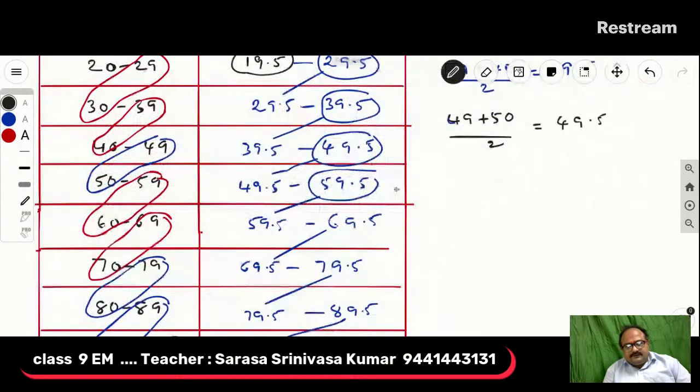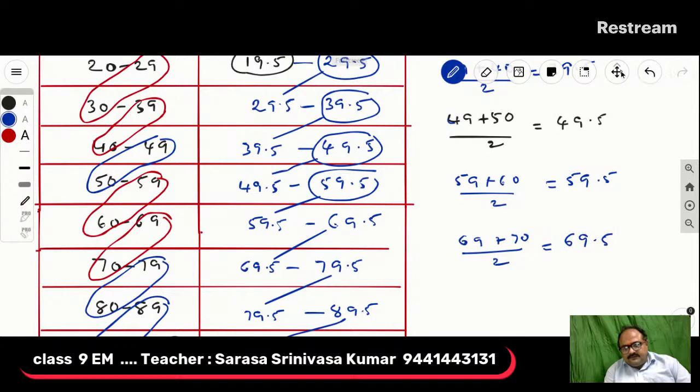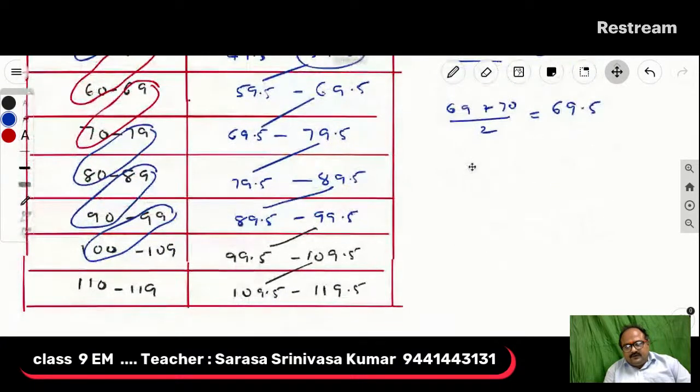So we can write the steps here. I am writing these steps just to understand. Students need not write all these steps. So this is 49 plus 50. Next 59 plus 60 by 2. This is 59.5. Next 69 plus 70 by 2. This is 69.5. This is just to understand only.